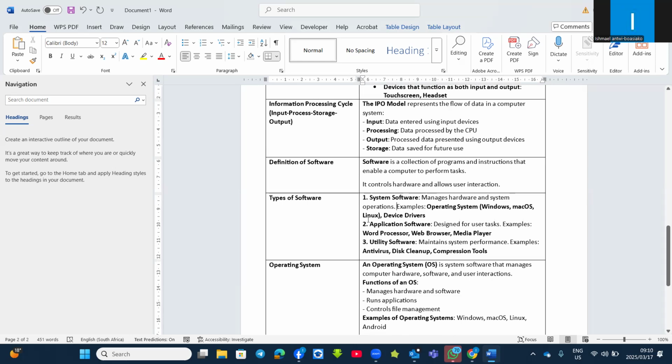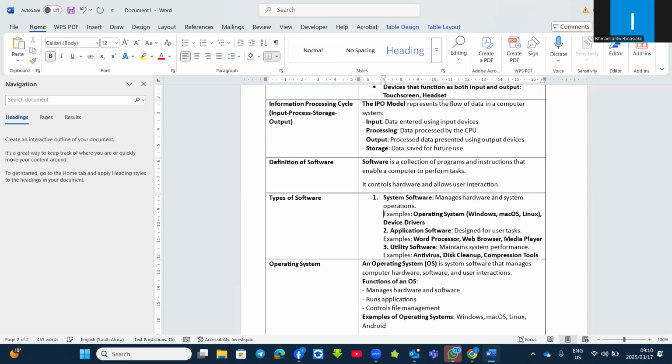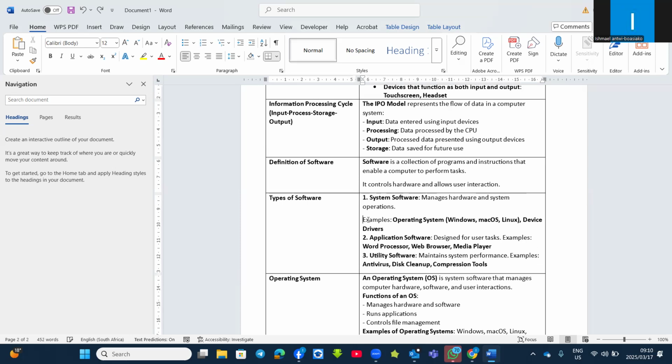Examples of system software are, one, we have Windows, which is an operating system, Mac, Linux. We also have Android, iOS. So they are all operating systems.